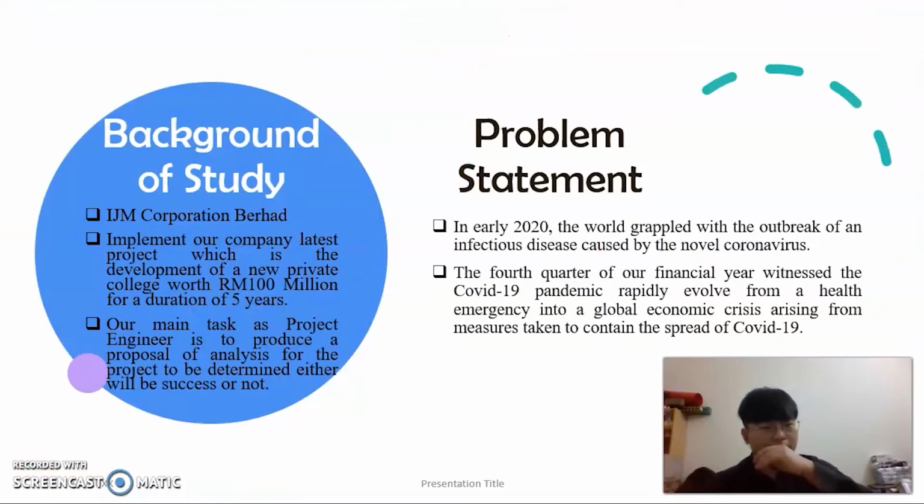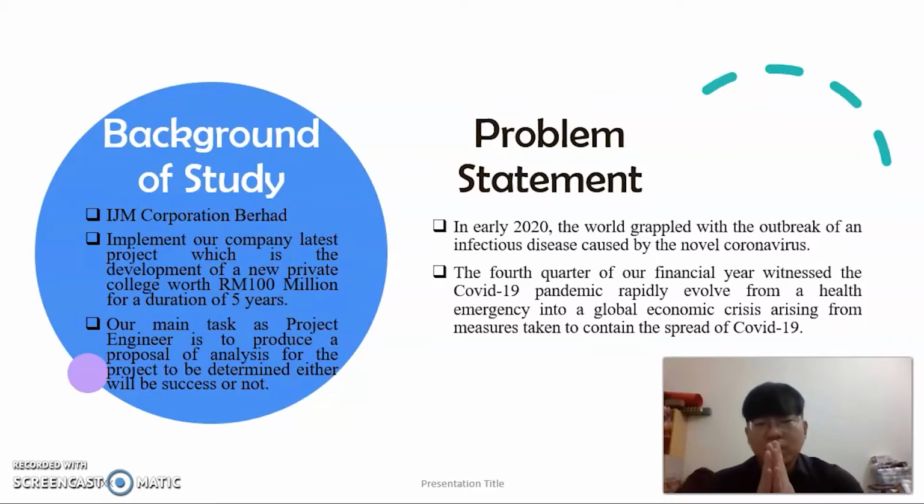So the background of the study is that our company is IJM Corporation Berhad. We implement our company's latest project, which is the development of a new private college worth 100 million ringgit for a duration of 5 years. Our main task as project engineers is to produce a proposal or analysis to determine whether the project will be a success or not.